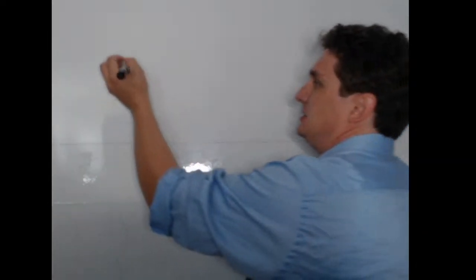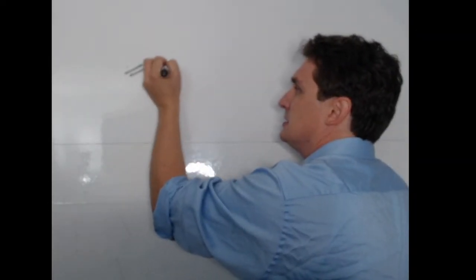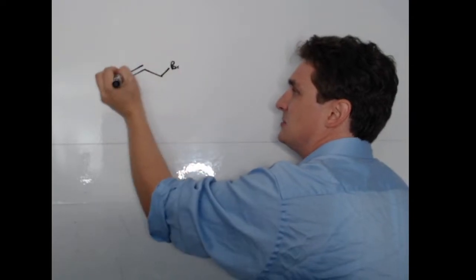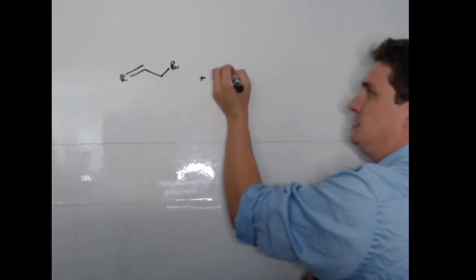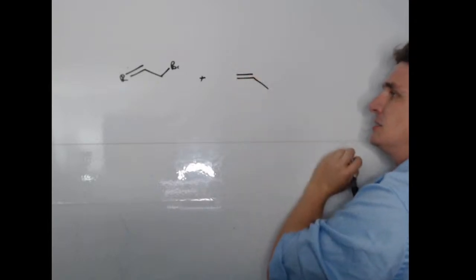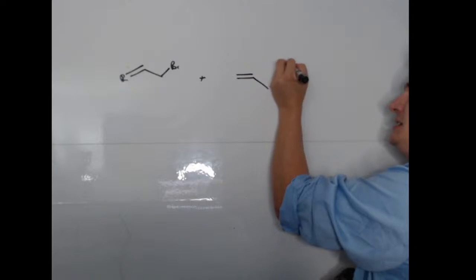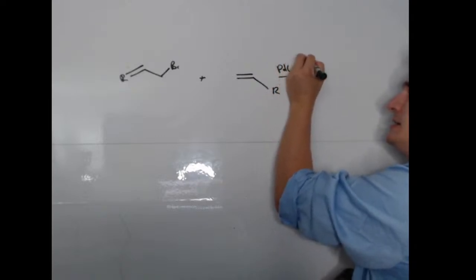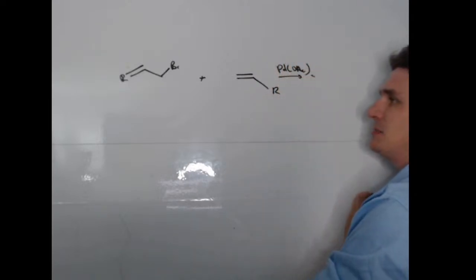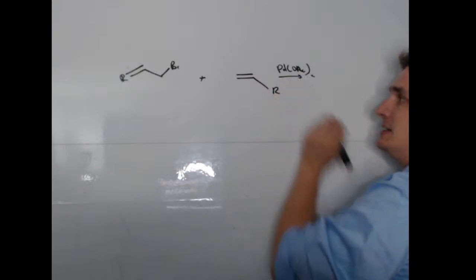So the Heck reaction, you always have some type of terminal bromide, and you've got a terminal alkene. And this is palladium catalyzed, Pd(OAc). The OAc here is acetate. That's just to solubilize the palladium. We don't go through the mechanism of this in this course.